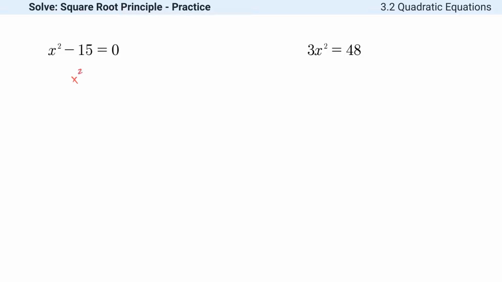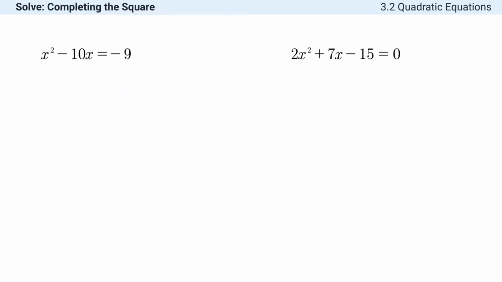So this would be, I'd add 15 to both sides to get that x squared by itself. Then I'd use the square root principle. So I get a plus or minus root 15. On this one, I'd divide both sides by 3. And then I would square root both sides. Oh, this one comes out even. So it'd be plus or minus 4. Okay, I didn't show that, but there's a square root there. And I have to remember plus or minus there.